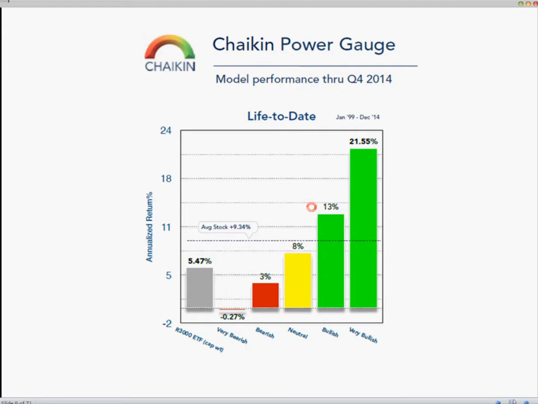Well, this is the performance of the model from January of '99 through the end of '14. We finalized the model at the end of 2010. So since that time, the model has not changed, and we have real-time performance on our website, chaikinanalytics.com, but I thought I'd put the chart up because it's very illustrative of what we're going to be looking at.